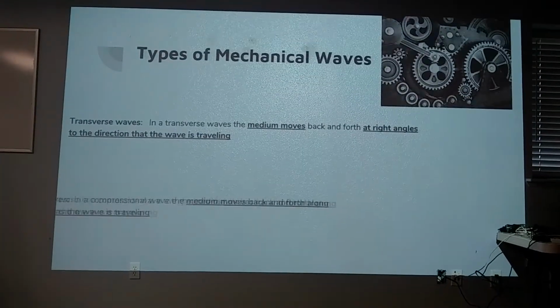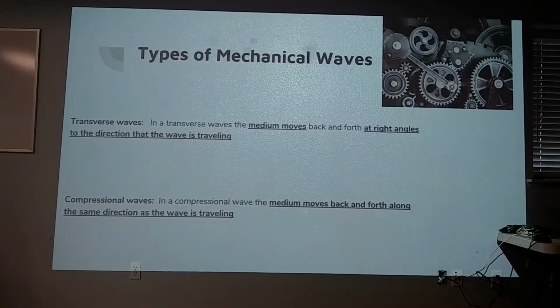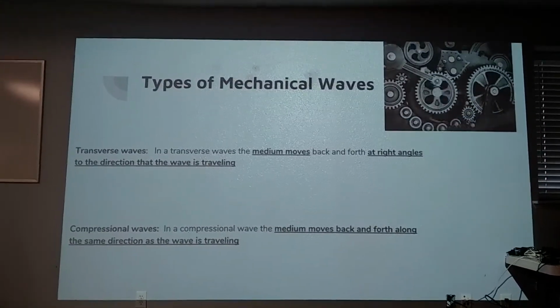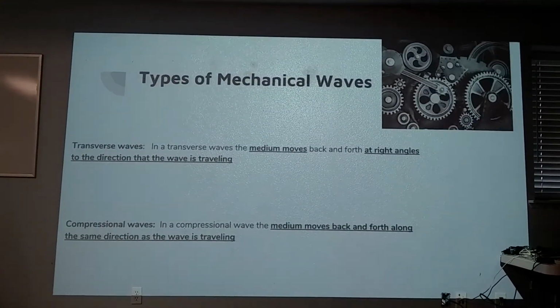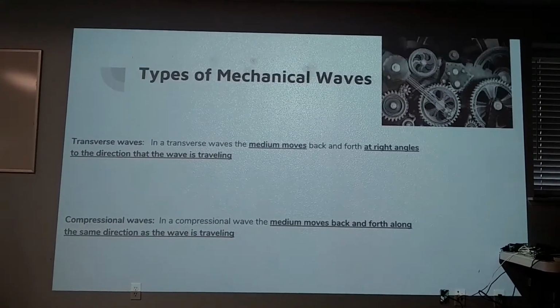Two types of mechanical wave. There's transverse waves and compressional waves. Transverse waves, the medium moves back and forth at right angles to the direction that the wave is traveling. They move in opposite directions, 90 degrees from each other. Compressional waves, the medium moves back and forth along the same direction that the wave is traveling.